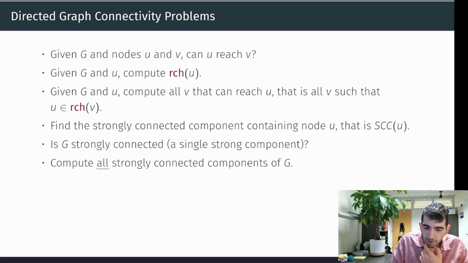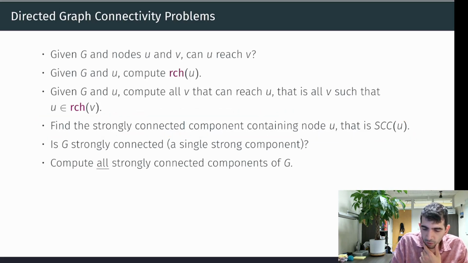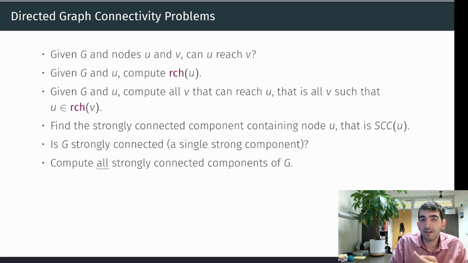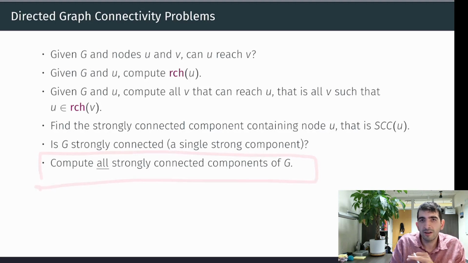And then, can we find the strongly connected component containing U? And can we find out if G is strongly connected, i.e., does it consist of a single strongly connected component? And finally, can we compute all the strongly connected components? Those are the questions that we wish to answer in this lecture. Namely, those are the algorithms we wish to develop in this lecture.